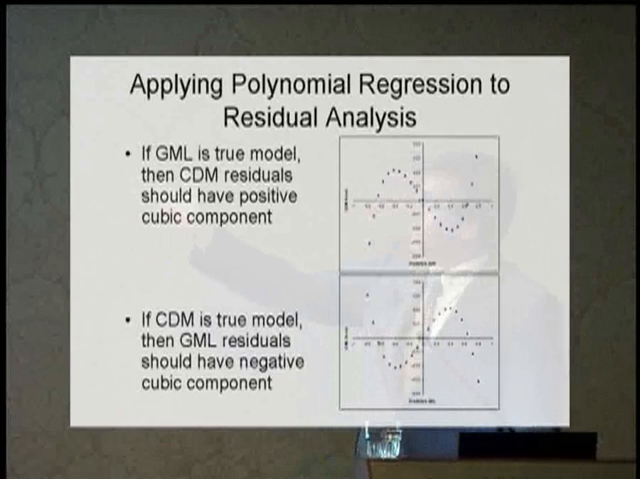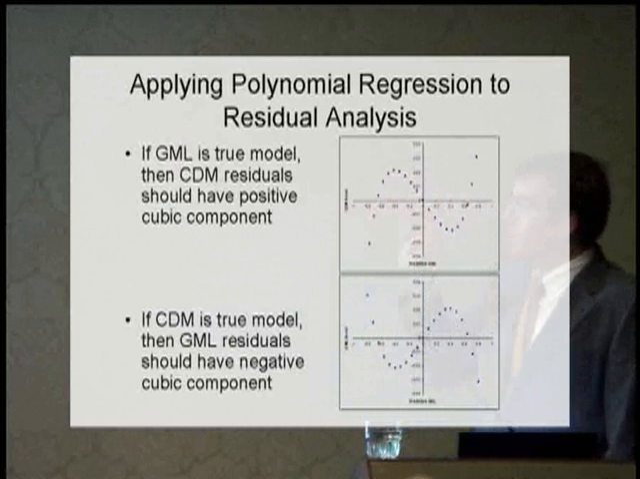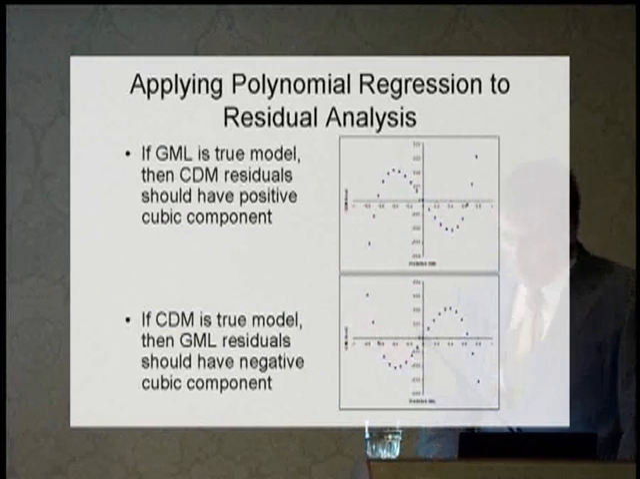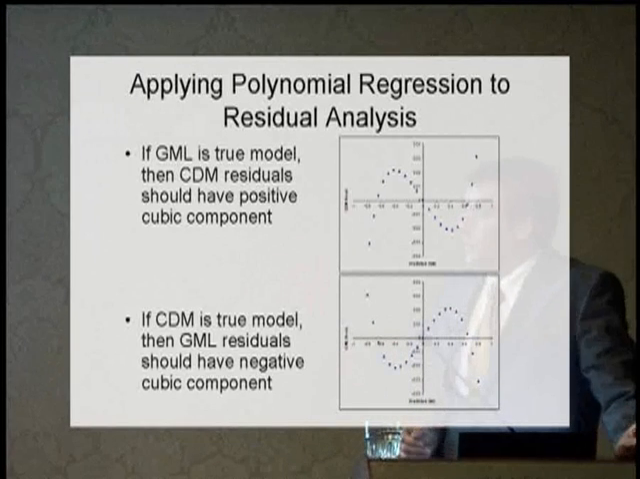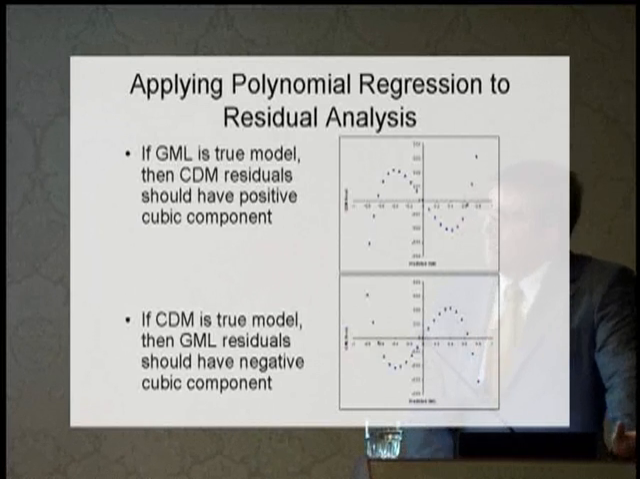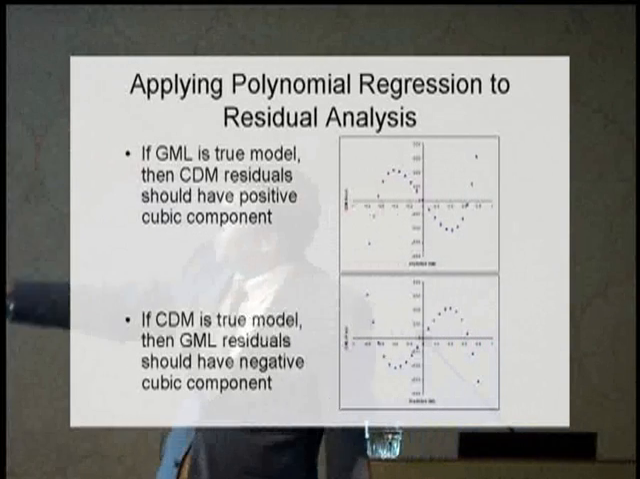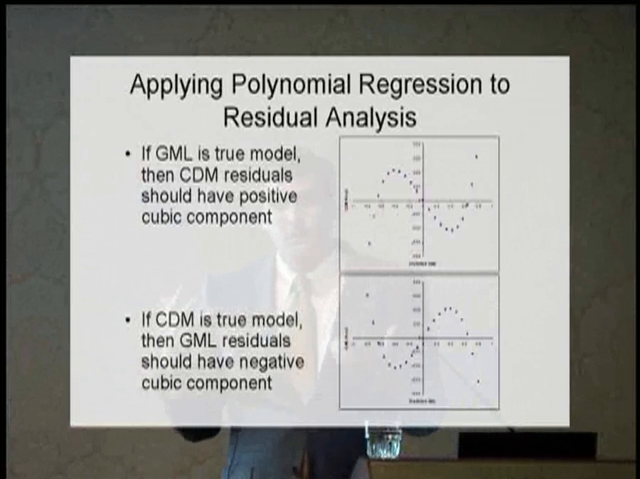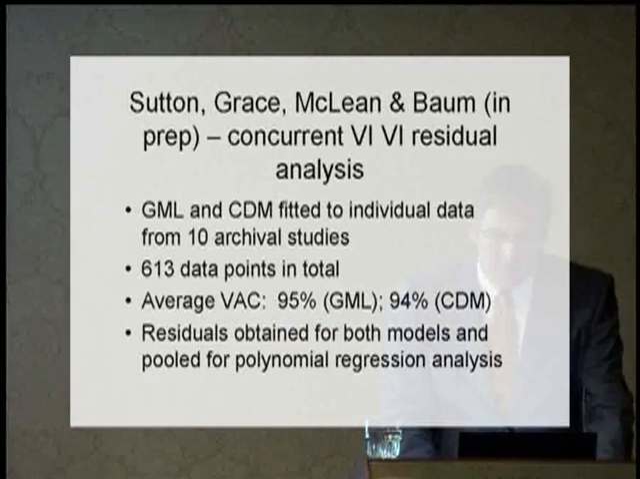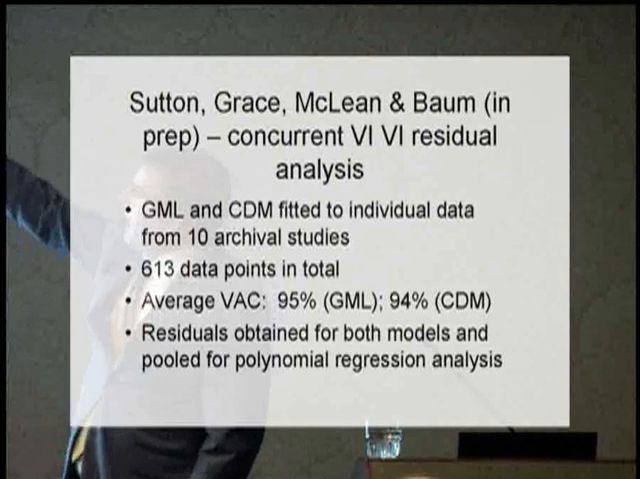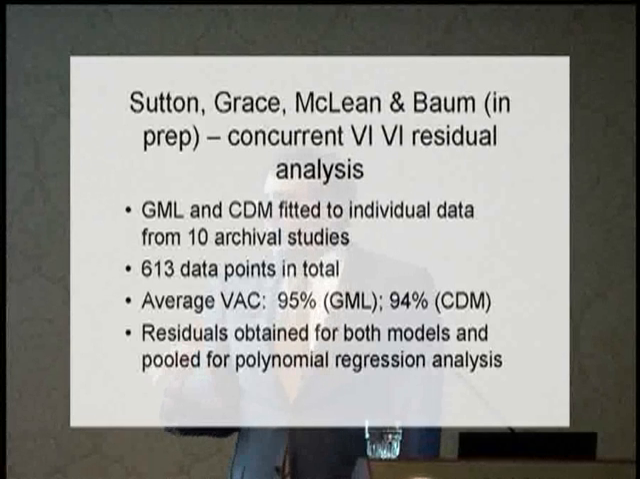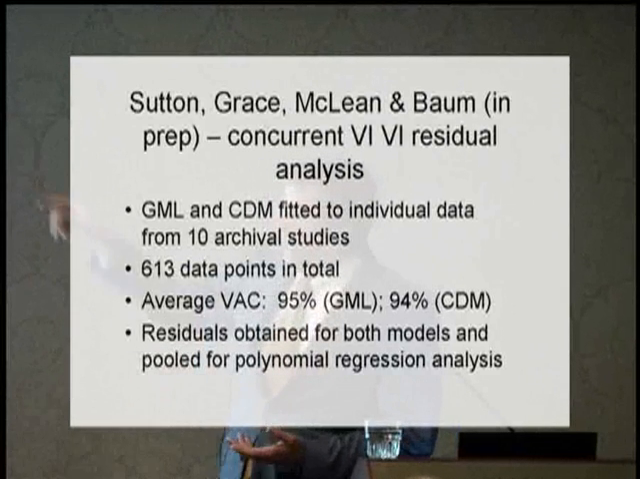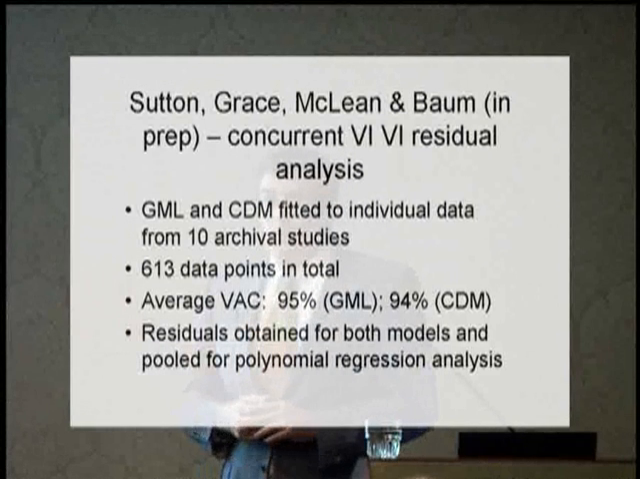So if the generalized matching law is the true model, the contingency discriminability model residuals should have a positive cubic component. But on the other hand, if the contingency discriminability model is true, then generalized matching law residuals should have a negative cubic component. So whether or not the residuals fall into one or other of those patterns is essentially a critical test of these two models. But the problem is that if we examine for this kind of pattern in any single data set, because of the variability in the data, we don't have enough statistical power in order to detect that pattern. These patterns are very, very subtle.